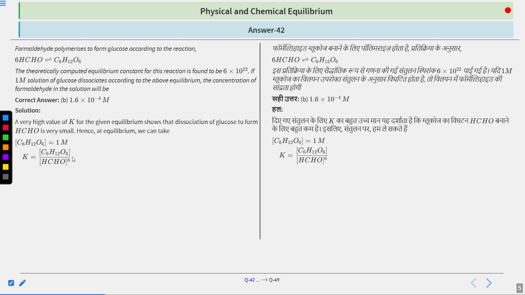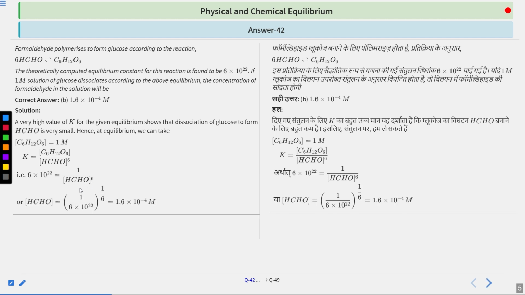Therefore, K is equal to the C6H12O6 concentration divided by the HCHO concentration whole to the power 6. Now, putting the value of K, we get 6 into 10 to the power 22 is equal to 1 by the concentration of formaldehyde raised to the power 6. Or we can write HCHO concentration as (1 by 6 into 10 to the power 22) raised to the power 1 by 6, which gives us 1.6 into 10 to the power minus 4 molar as the correct answer.